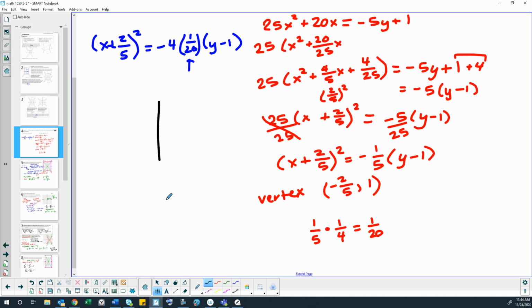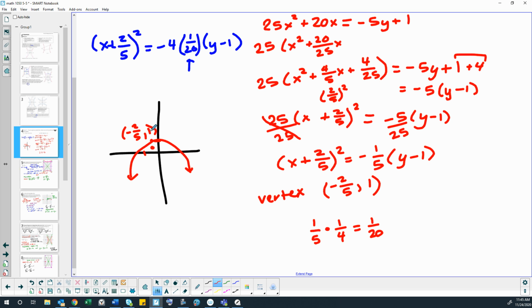All right, now I'm going to start putting this in a graph. So vertex negative 2/5, 1. So somewhere about there. And then 1/20. Okay, what direction is this one? We've got an x squared and a negative. So x squared is the one that's a function, and negative means it's upside down. So it'll be curved this way. So the focus is going to be in here, 1/20 away from that point at negative 2/5, 1.